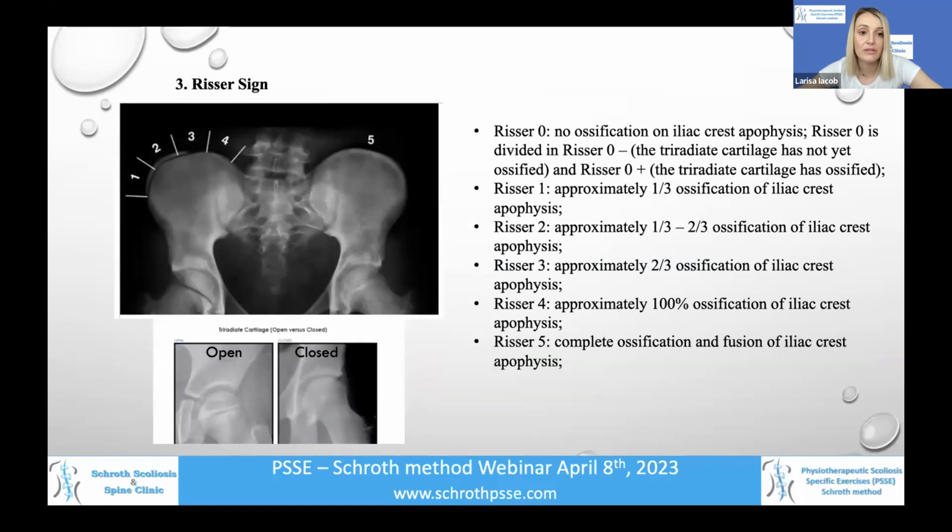Risser sign represents the stage of ossification of the iliac crest apophysis. The grades are as follows. Risser 0, which means no ossification of the iliac crest apophysis. Here we have Risser 0 minus when the triradiate cartilage is open, and Risser 0 plus when the triradiate cartilage is closed. After that we have Risser 1 with approximately 1/3 ossification of the iliac crest, Risser 2 with approximately 1/3 to 2/3 ossification of the iliac crest apophysis, Risser 3 with 2/3 ossification of the iliac crest apophysis, Risser 4 with approximately 100% ossification, and in Risser 5 we have complete ossification and fusion of the iliac crest.